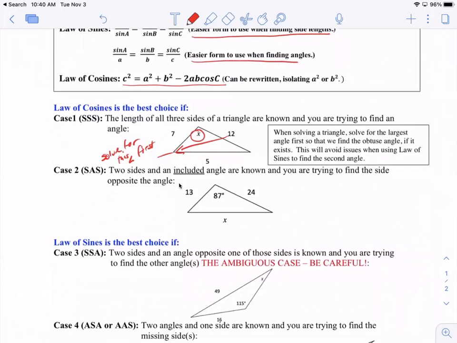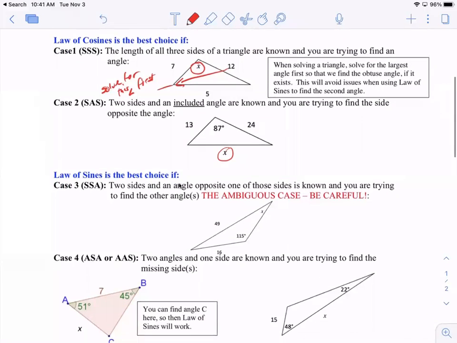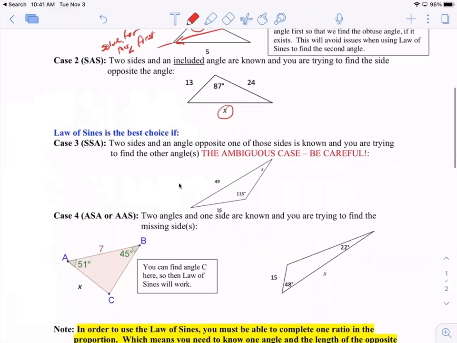Then if you have the side angle side case, you can solve for this missing side. You can get the third side. So if you have two sides and an included angle, you can use law of cosines to find the side opposite the angle.